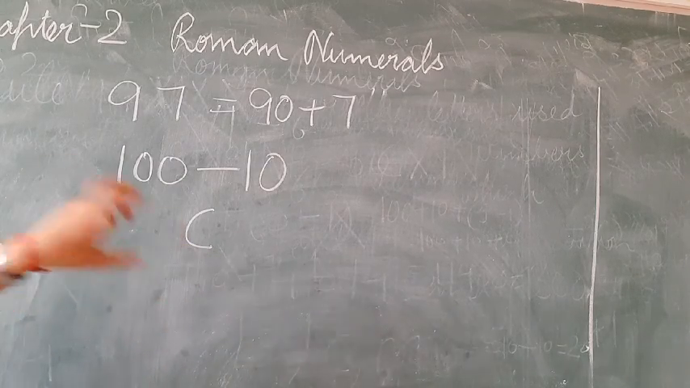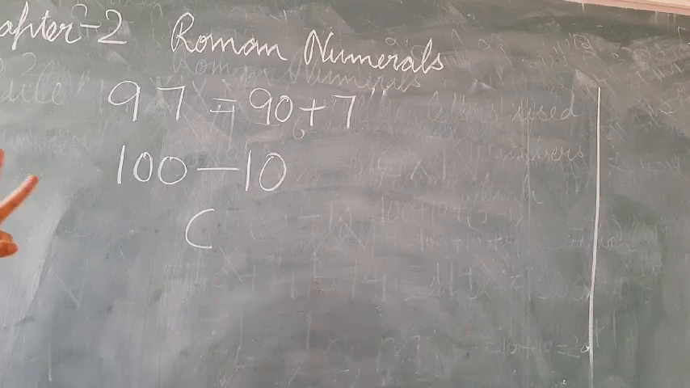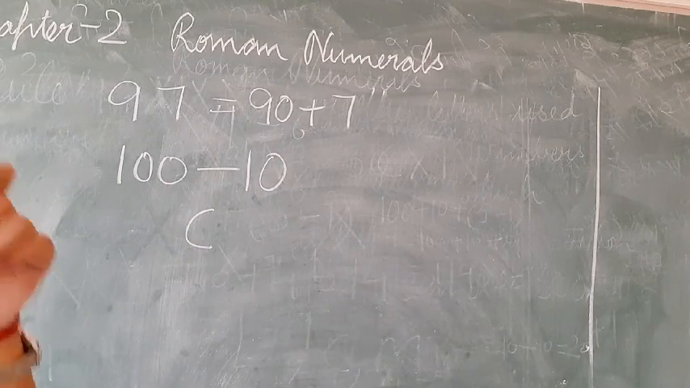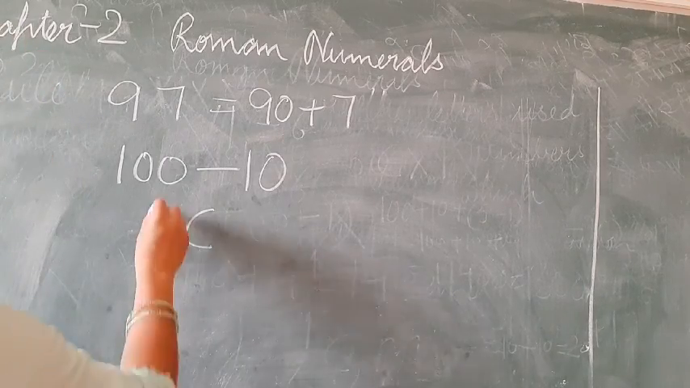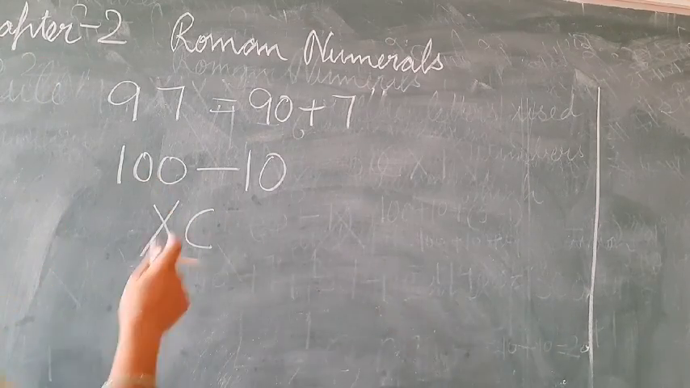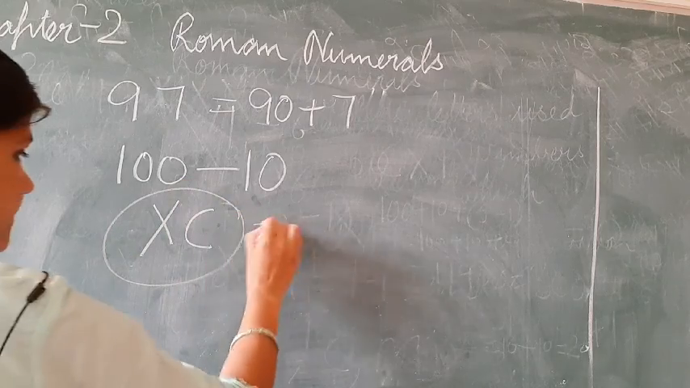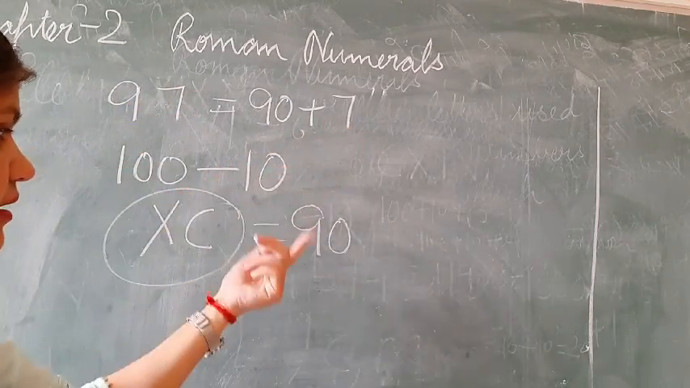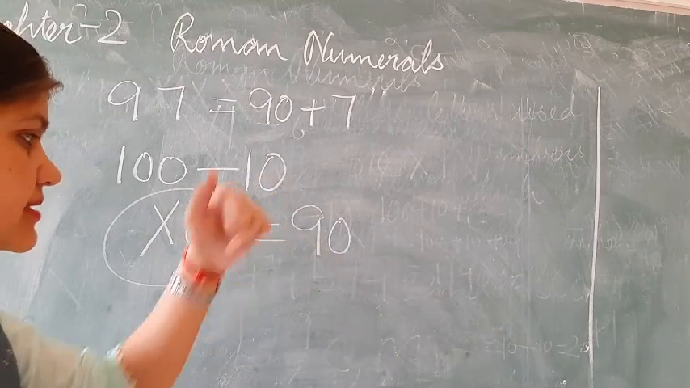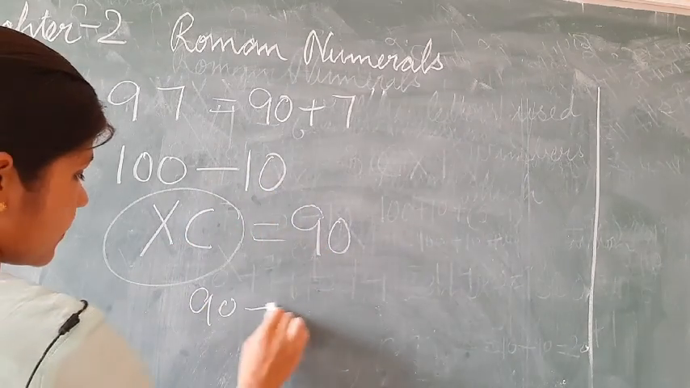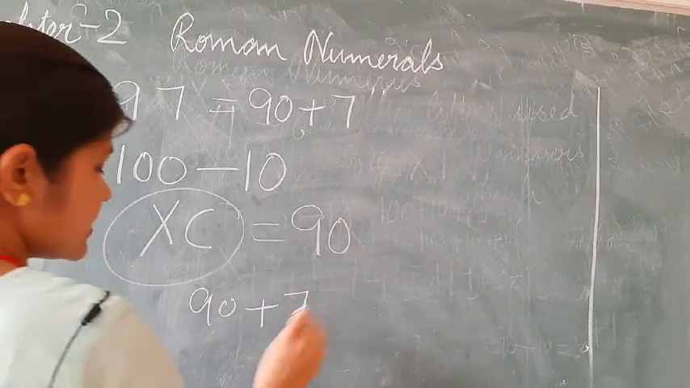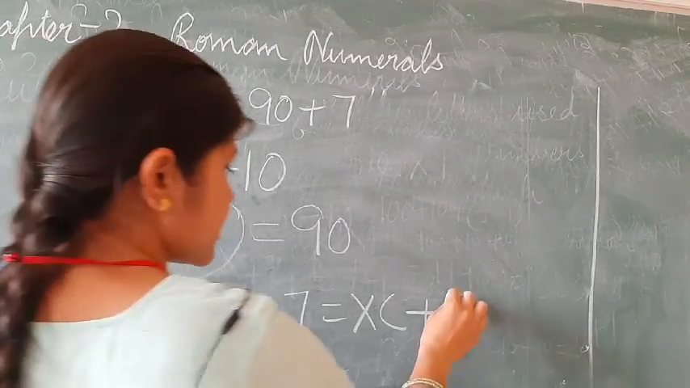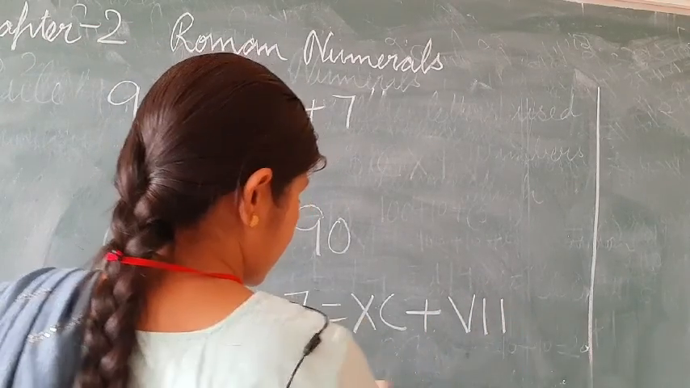According to the third rule, what will we do, our 10 will come on the left of it. This XC is 90, but we have to write 97. In 90 we have to add 7. 90 plus 7. 90 is XC and 7 is written as VII.